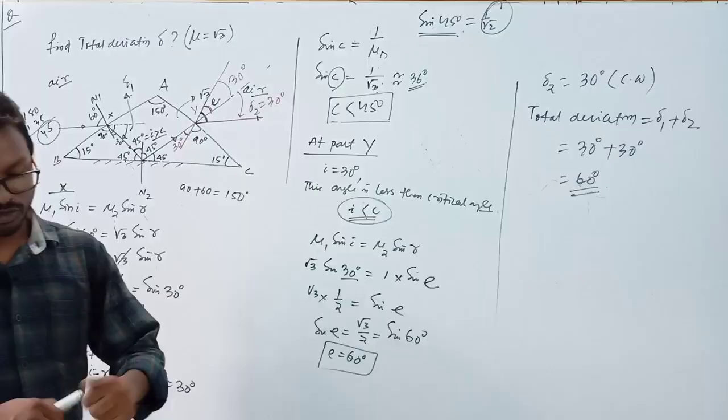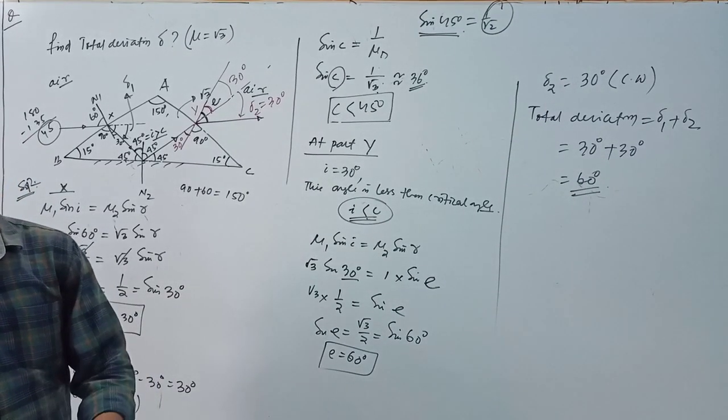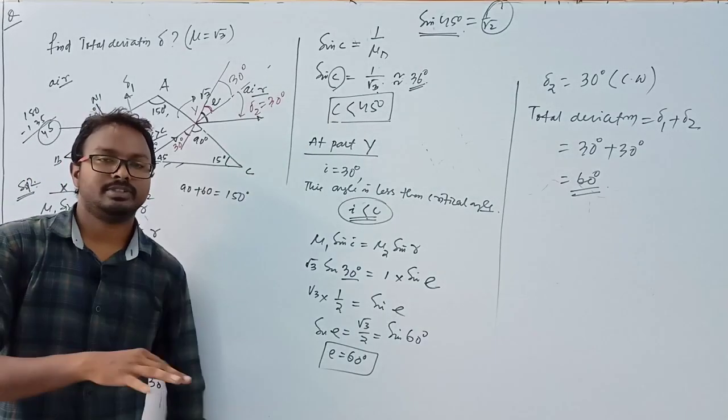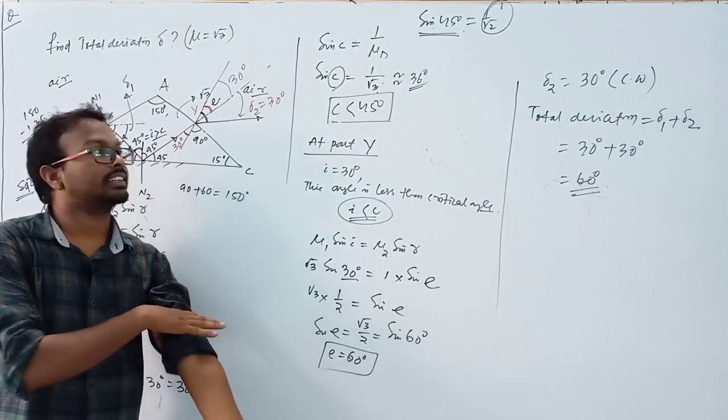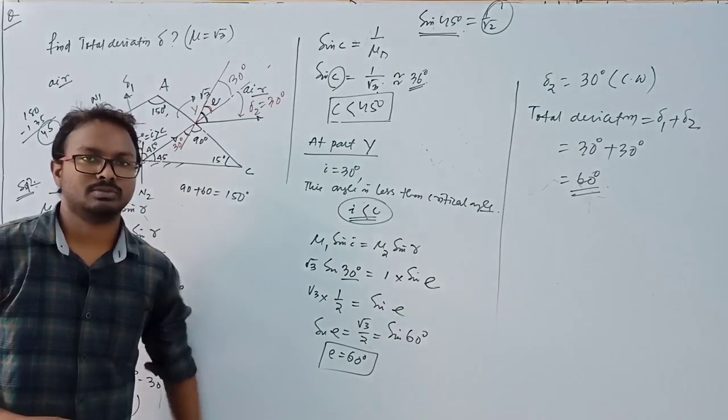Clear? So this is all about refraction through a glass slab, the difference between real depth and apparent depth, and the critical angle and total internal reflection problem.